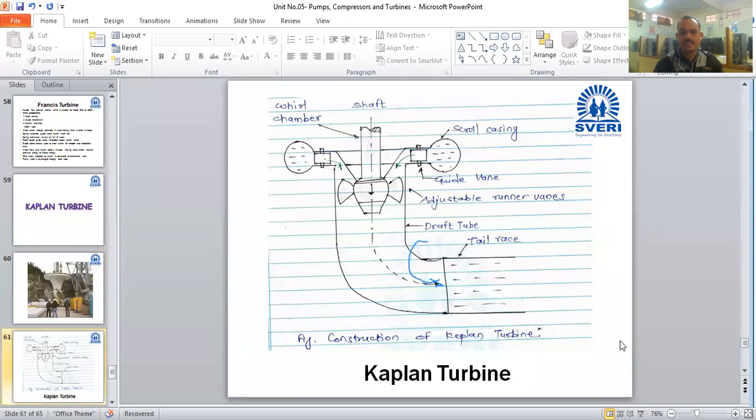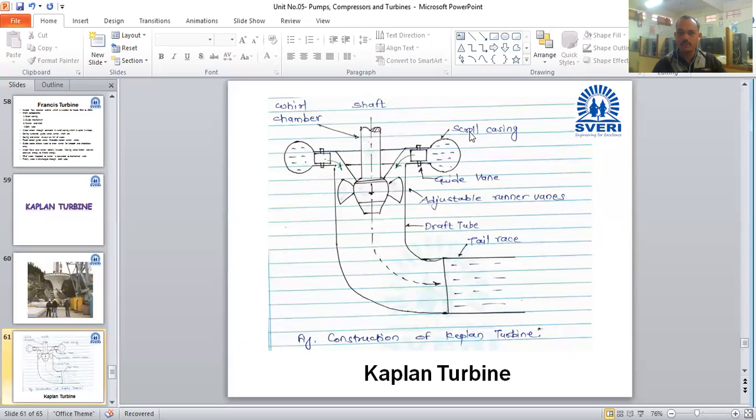So now this is the diagram for the Kaplan turbine. I will explain the construction, then the working, and then we will see one simple video. With this, this point will be over, and with this point, our chapter is also over. Okay. Now observe here carefully. I will explain the construction.